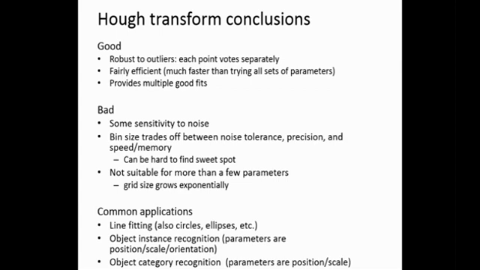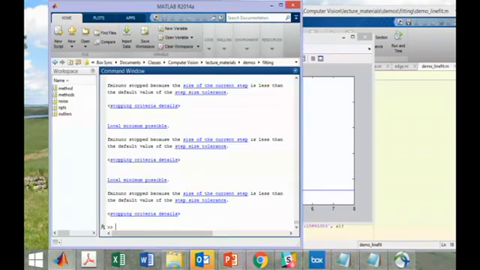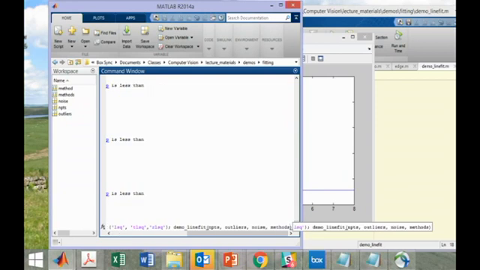I'll just give you a quick 2-minute demo of that, and then I'll talk about RANSAC in the next lecture. So just hang with me for a moment. So if instead of robust least squares, I'll leave that and also do Hough.